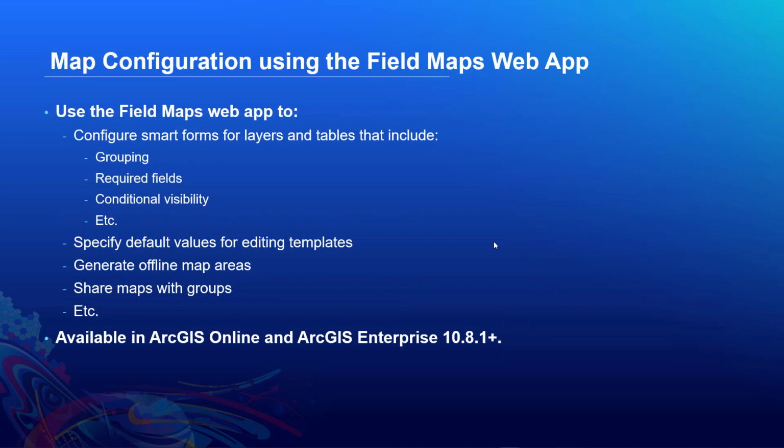We also looked at the Field Maps web application for configuring web maps. In general, you can use Field Maps Web to configure smart forms for layers and tables that include grouping, required fields, conditional visibility, etc. Things that we built together in the demonstration we just did. You can also specify default values for editing templates. You can generate offline map areas. You can share maps with groups, and much more. And this app is available in ArcGIS Online and ArcGIS Enterprise 10.8.1 and newer.